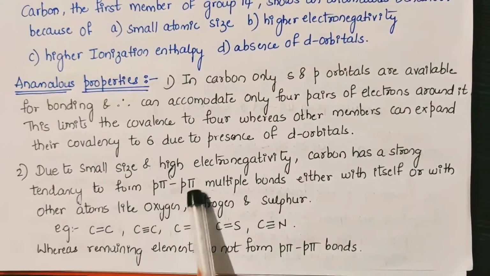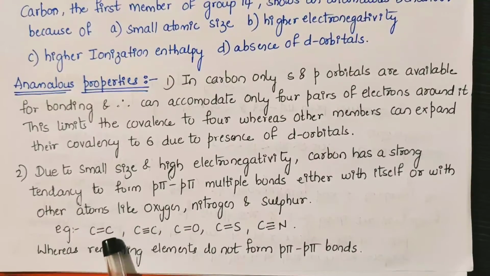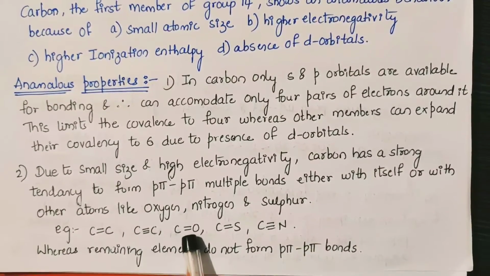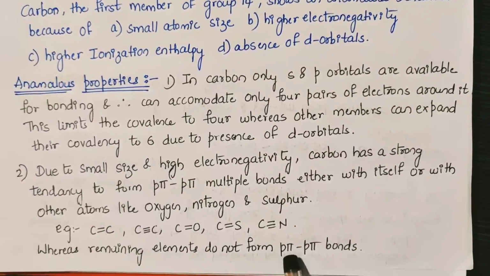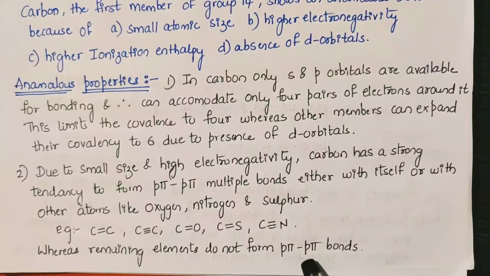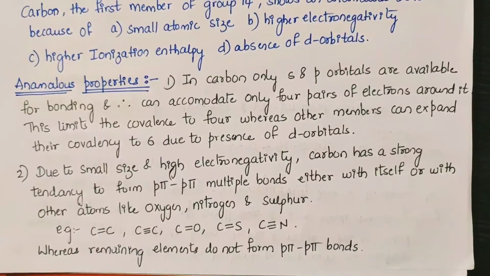So carbon has the capacity to form p-pi multiple bonds like C double bond C, C triple bond C, C double bond O, C double bond S, C triple bond N, whereas the remaining elements do not form p-pi bonds. So carbon can form p-pi bonds, other elements will not form p-pi.